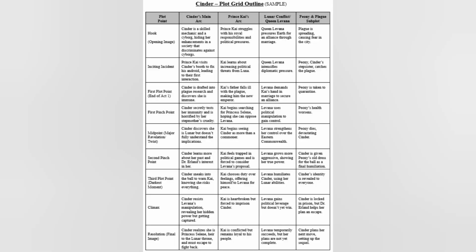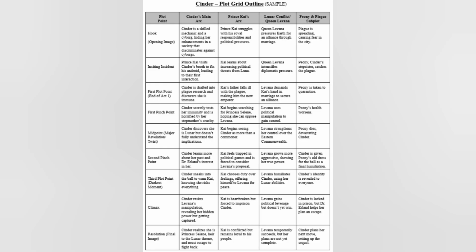1, the plot grid method. This is best for visual thinkers. If seeing everything at a glance helps your brain, try a plot grid instead of a linear outline. Think of it like a storyboard for your novel, a table where you break down scenes by characters, conflicts, and themes. This lets you see the big picture while also remaining flexible. Here's an example of what that can look like.